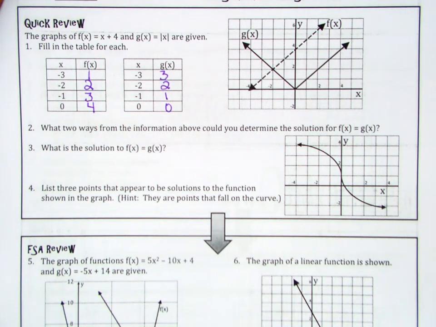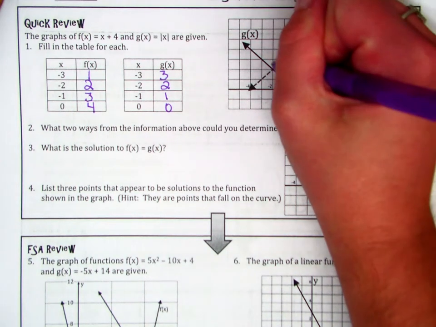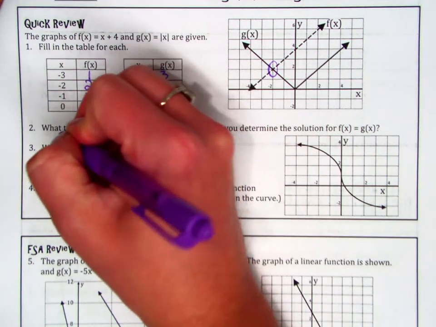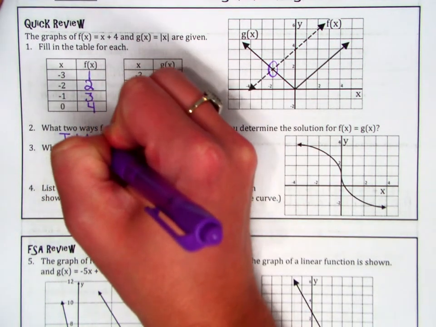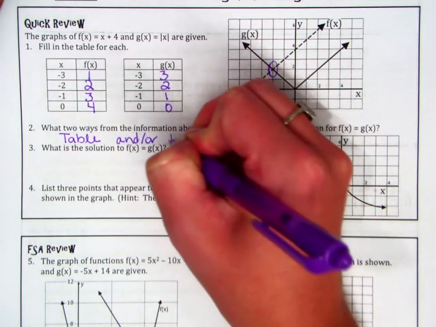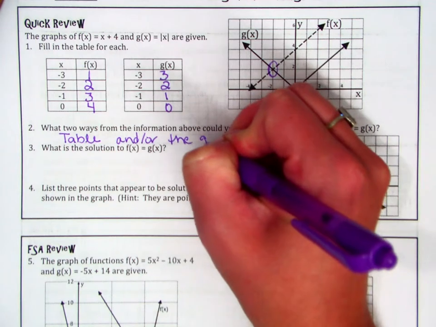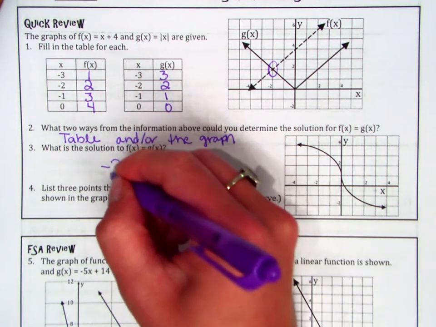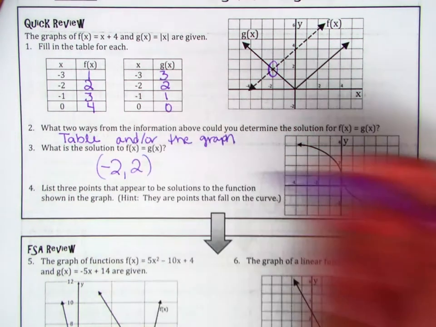So question number 2. What two ways from the information above could you determine the solution for f of x is equal to g of x? So the solution to f of x is equal to g of x is negative 2, positive 2. And you could use the table and/or the graph. And then again, what is the solution to f of x equals g of x? So negative 2, comma 2.